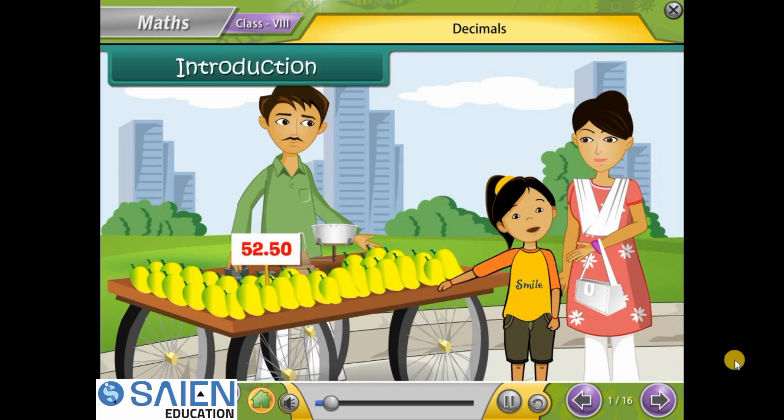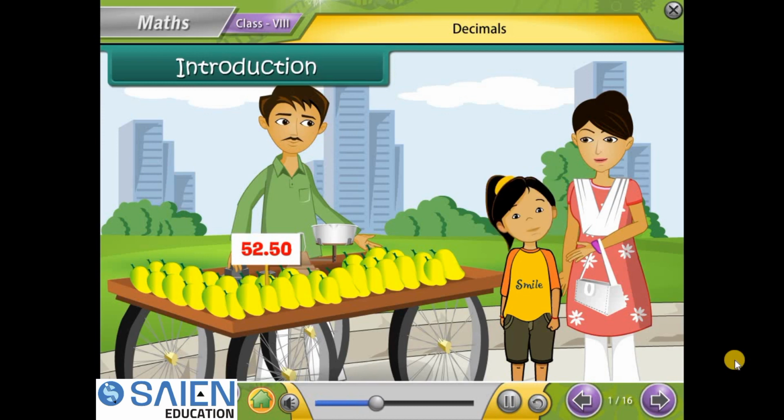Mama, look, there are mangoes. Please buy some for me. Oh, it costs 52 rupees and 50 paisa per kg. Sure, dear, I will buy 2 kilograms of mangoes for you.